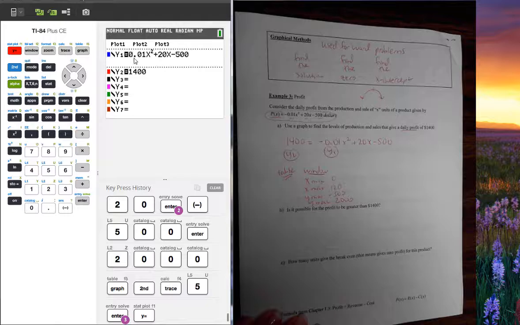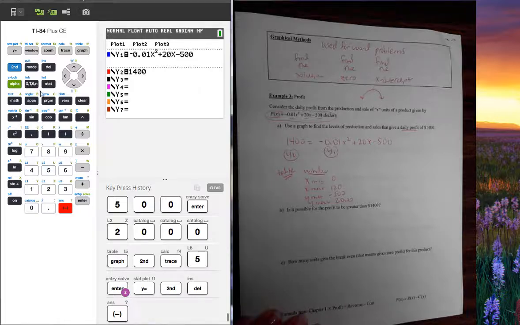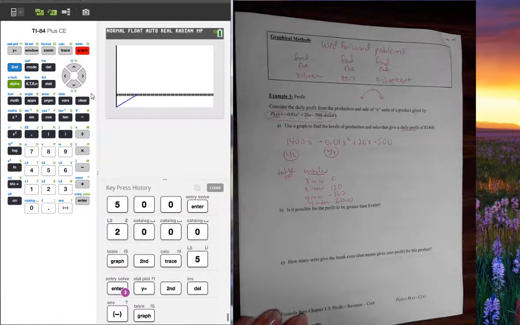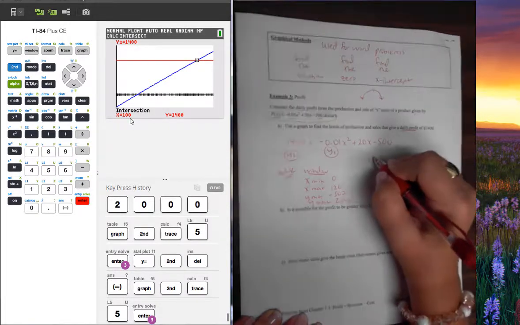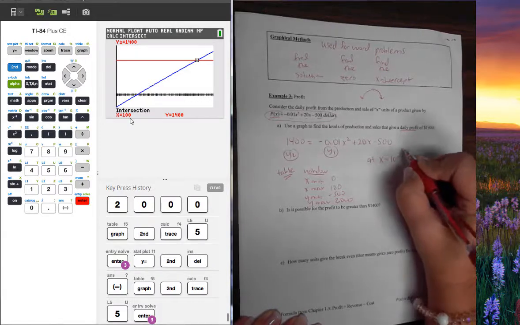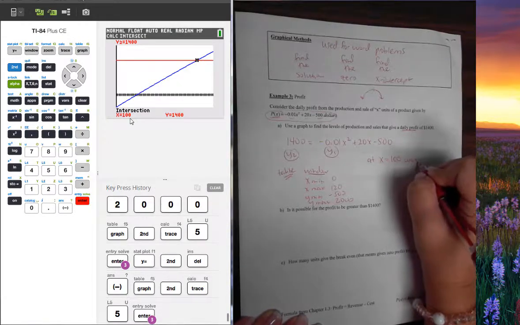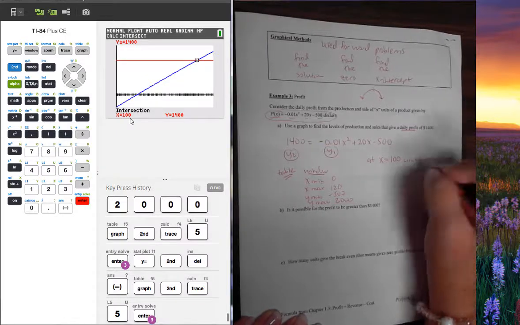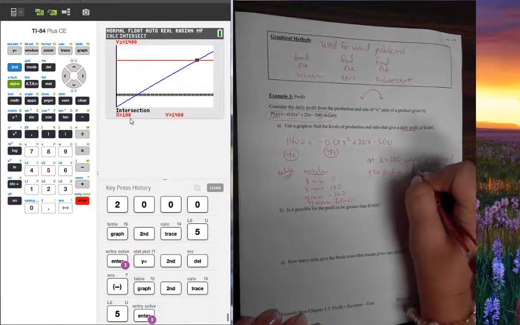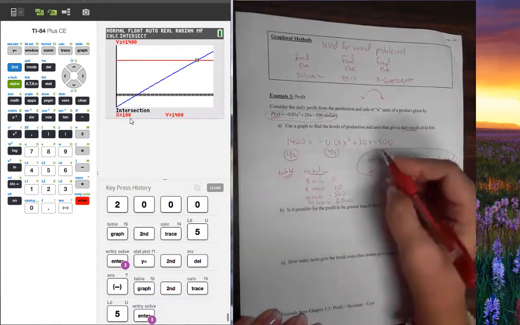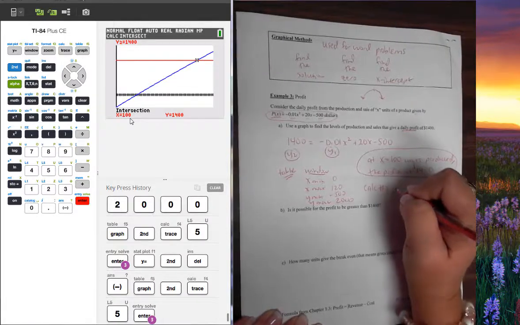I didn't put my negative in. I knew that was wrong. Negative. Let me change that. Look at it again. Calculate number 5. Enter, enter, enter. 100 is what that one should have been. At X equals 100 units produced, the profit is 1,400. So I did that in Y1, Y2, and I calculated number 5, the intersect.